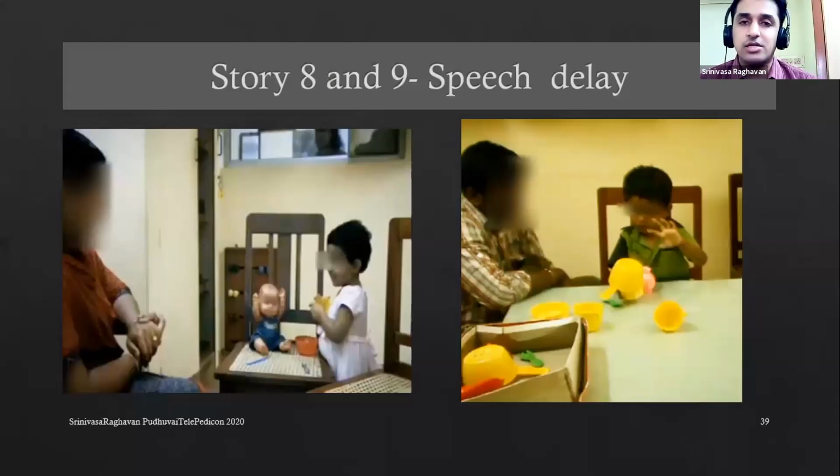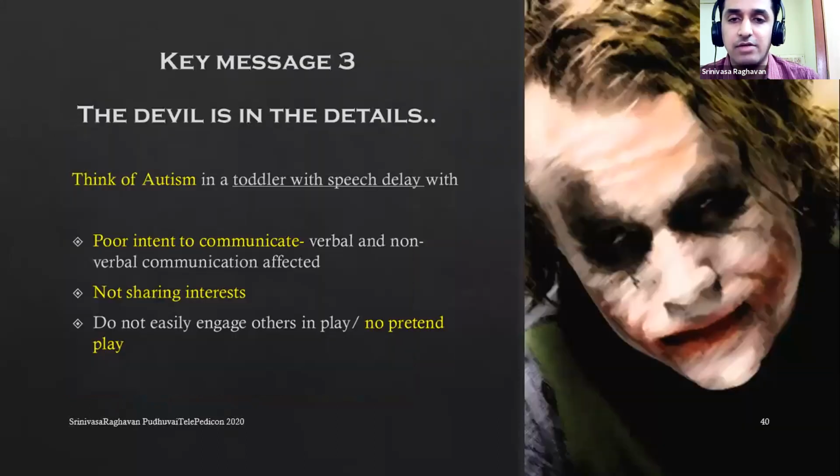That tells you that this child is not attempting to socialize with the people around, and he has non-functional play, no pretend play. So that tells you that child 1 has good socialization. The speech delay is not due to autism. Whereas child 2 has definite abnormal social development which warrants further evaluation for autism. So the key message 3 that I want to say to you is that the devil is in the details.